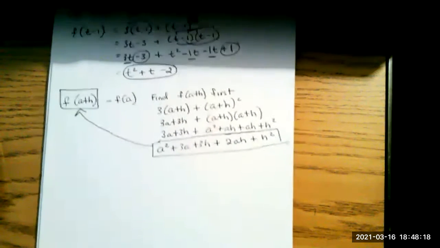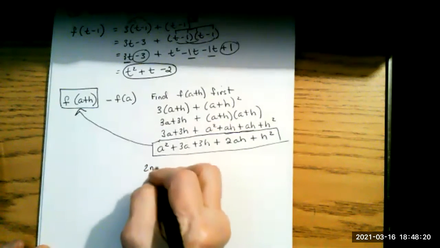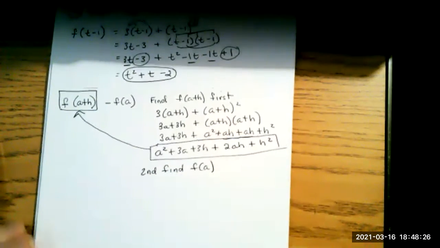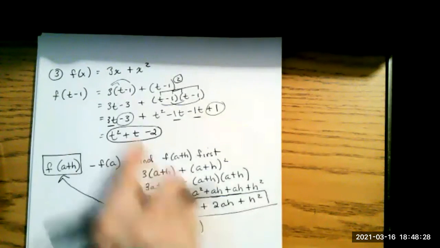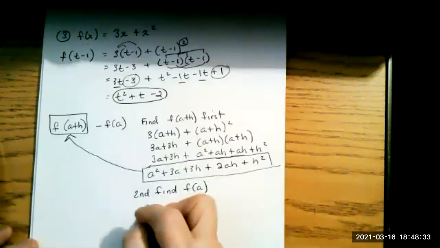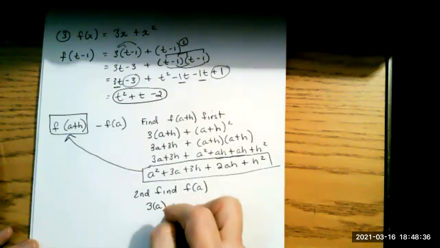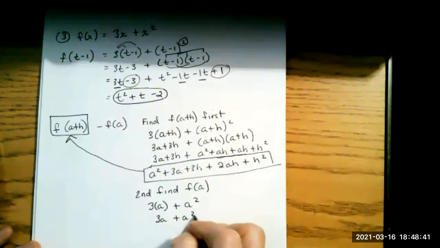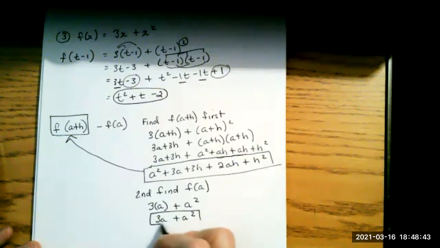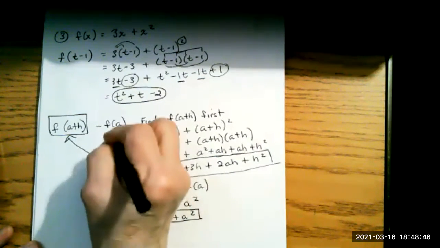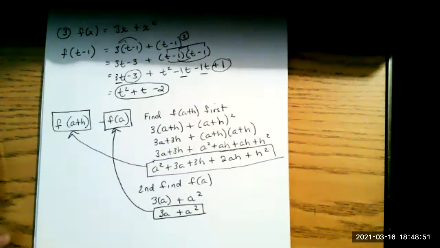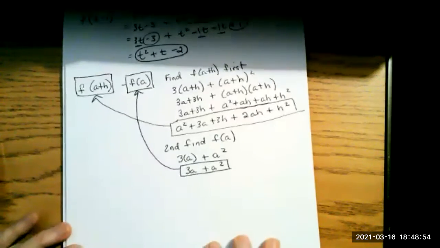Okay, now then we're going to find f of a. And f of a is not quite so bad. We're just putting the a where the x is and the a where the x is there. So we have 3 times a plus a squared. That's 3a plus a squared. So I'm going to take this and I'm going to put it right there in that spot. Okay, let's see what we get here.